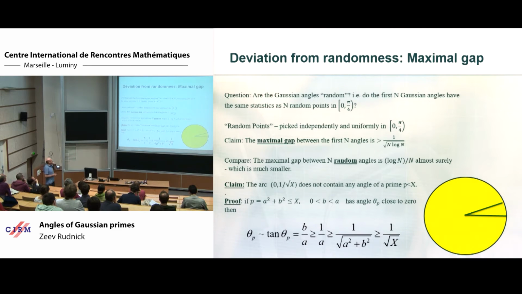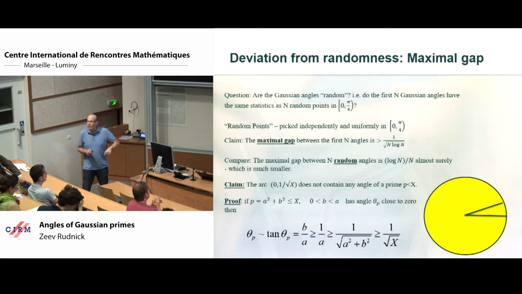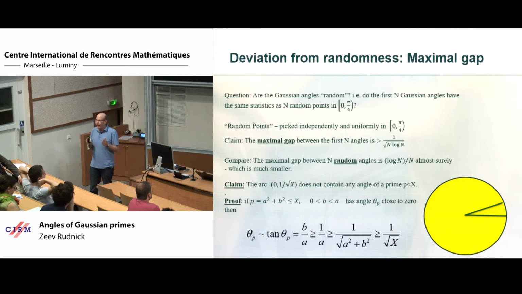So here's the first statistic. Let's look at the maximal gap between the first n angles. So let's compare. If you take the maximal gap between n random points, let's say in the unit interval, it's a problem in probability theory to understand how this grows as a function of n. The average gap would be 1 over n. So the maximal gap will be somewhat longer. The question is how much longer?